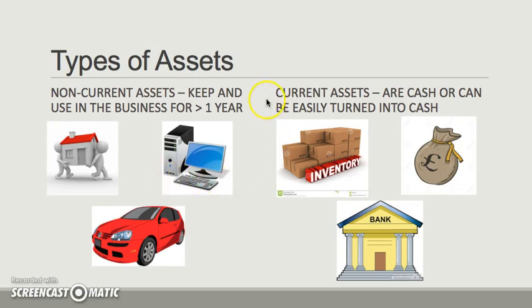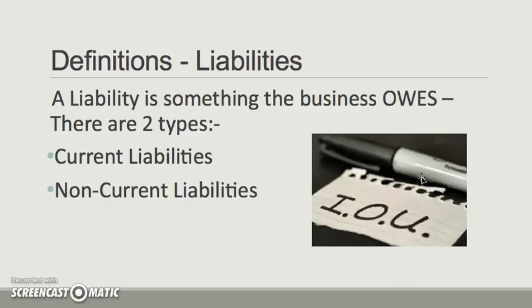Whereas current assets, these are things that either are cash or can easily be turned into cash. For example, our inventory or stock, the thing that we intend to sell to customers, we're going to sell that and get cash. Money in the bank, you can put your card in the wall in the cash till and get cash out. And then finally, cash itself at the end. On the other side of the accounting equation, we find liabilities. So liabilities, what are they?